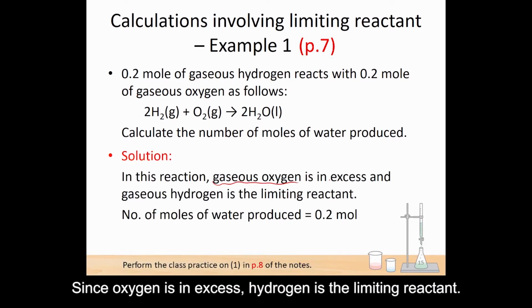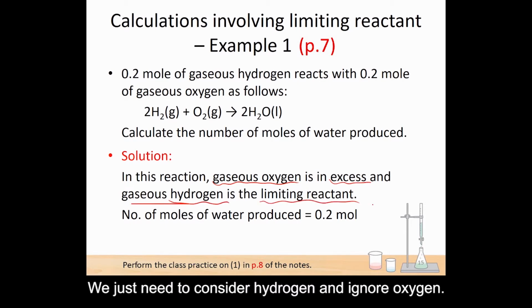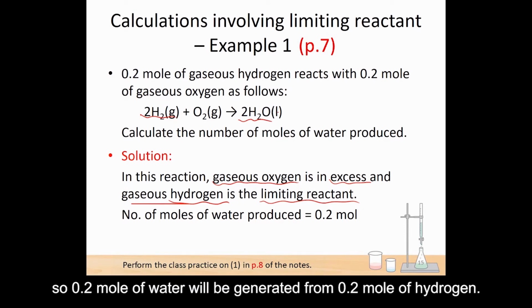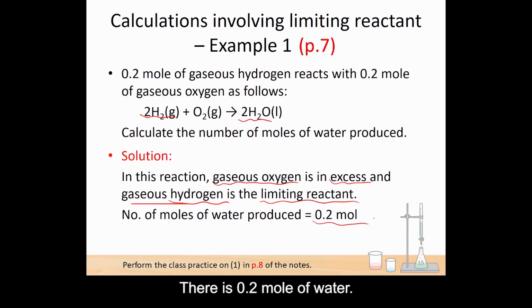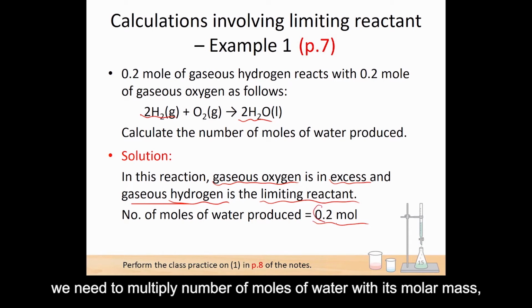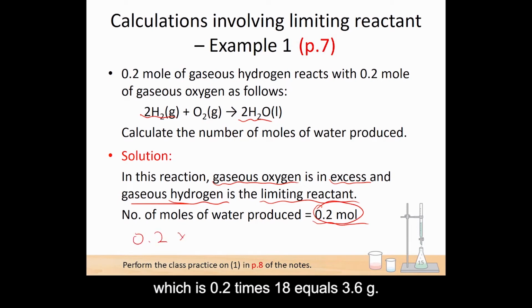Since oxygen is in excess, hydrogen is the limiting reactant. We just need to consider hydrogen and ignore oxygen. We know that 2 moles of water will be generated from 2 moles of hydrogen, so 0.2 mole of water will be generated from 0.2 mole of hydrogen. There is 0.2 mole of water. If we need to calculate the mass of water produced, we need to multiply number of moles of water with its molar mass, which is 0.2 times 18 equals 3.6 grams.